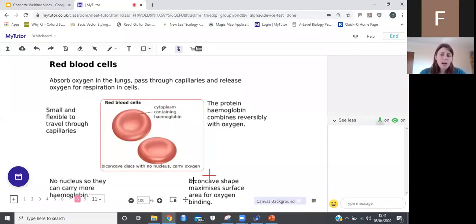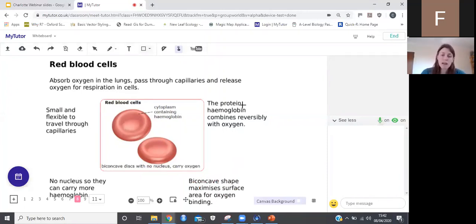And they have a biconcave shape. So biconcave shape, you can kind of see it here. They have a dip either side. This maximizes the area for oxygen binding. So they have a huge surface area in comparison to their size for that binding of oxygen.